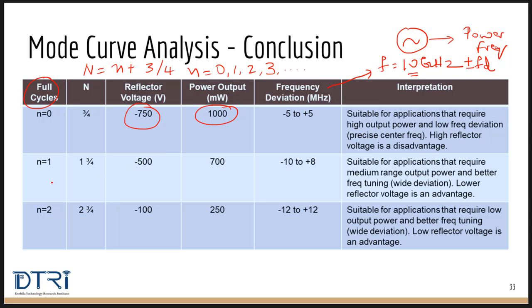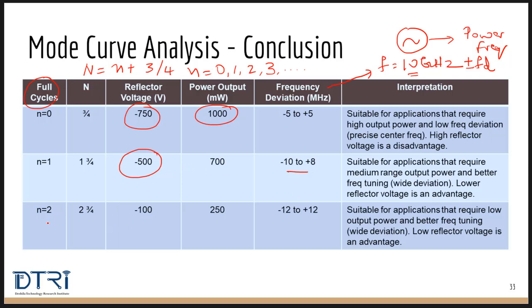Now if you look at n is equal to 1, that is the second mode. This is suitable for applications that require medium range output power. So the output power is not as high as the n is equal to 0 mode. It is slightly lower at 700 milliwatt, and it has better tuning. The deviation is wider, so if we want to tune our oscillator, then maybe this is better. And the lower reflector electrode voltage is good, because lower voltage is good.